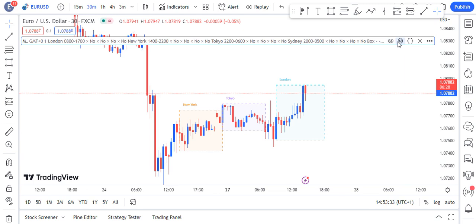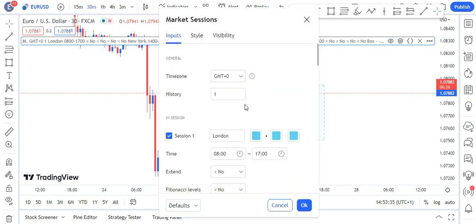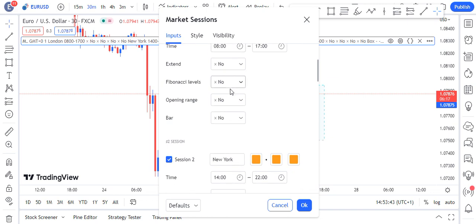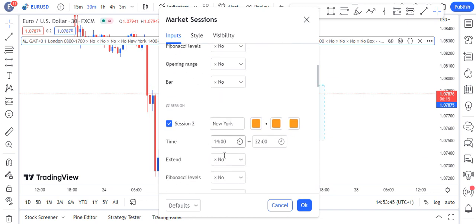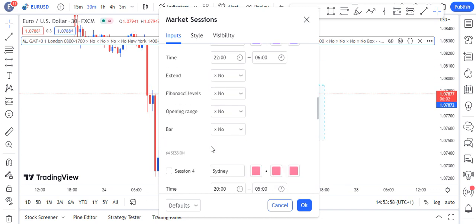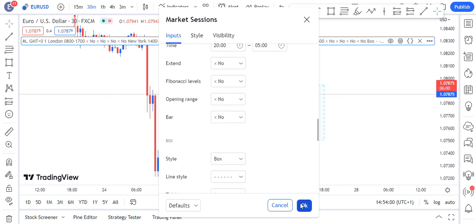If you follow what I've been teaching, you set your time to GMT, and then your London session time begins exactly at 8. True London session opens at 8, New York opens at 14, and they had Tokyo at 00. You would adapt that and use the time range of 22 to 06. I didn't need the Sydney session, so I turned it off.